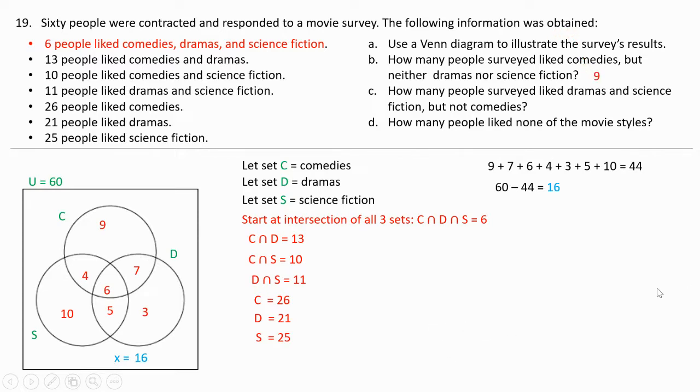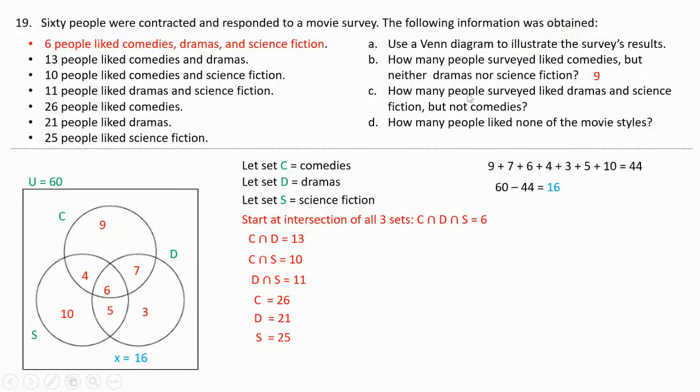So let's answer the questions here. Okay, let me go back here. So for question A, right? For part A, use a Venn diagram to illustrate the surveys. So this is my Venn diagram for part A. Now, we have to use a Venn diagram to answer the questions. How many people surveyed like comedies, but neither drama nor science fiction? So we're going to go to comedies, right? So we're going to go to comedies, which is here, but they didn't like dramas nor science fiction. So the answer will be 9, right?